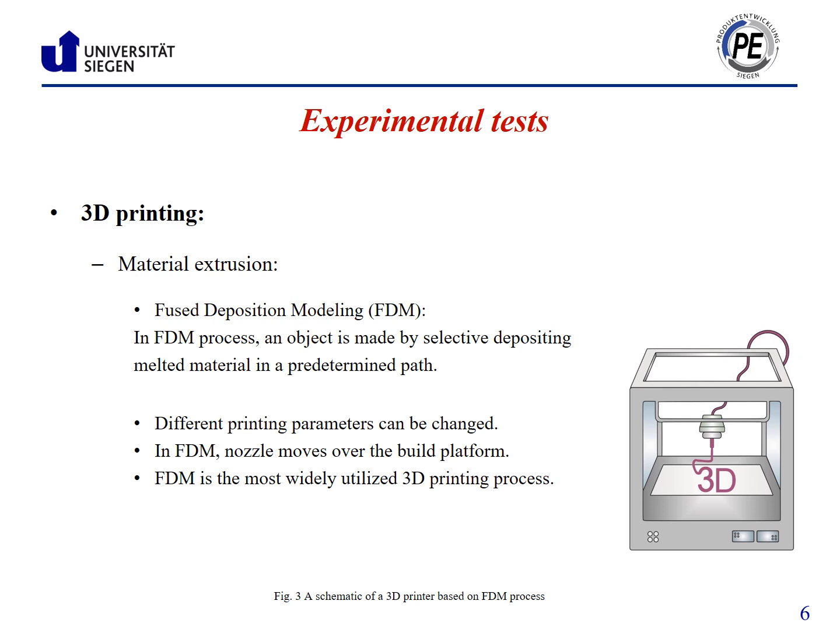The simplicity of the FDM process has made this technology widely recognized and used in industry, academia, and research and development sectors. In the FDM process, several printing parameters can be changed. For instance, printing speed, nozzle temperature, and printing orientation can be changed.